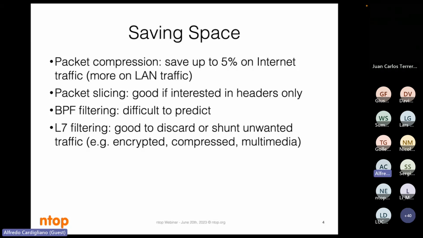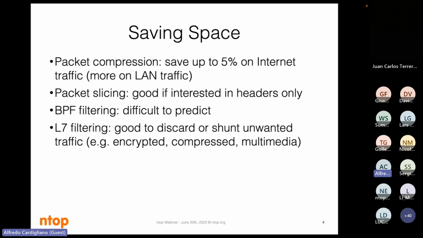Then we introduced something better, which is the layer 7 filtering. So it's the ability to discard traffic based on the application protocol, because we know that there is traffic which is not really interesting or it's useless. For instance, encrypted traffic, compressed traffic. If you do an analysis, we do really little with this kind of traffic.